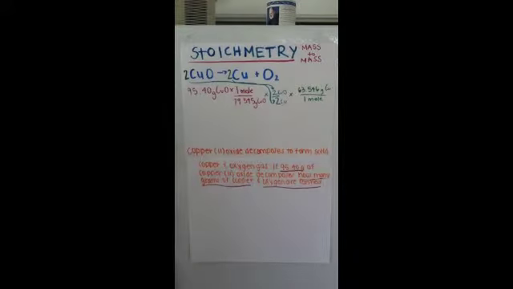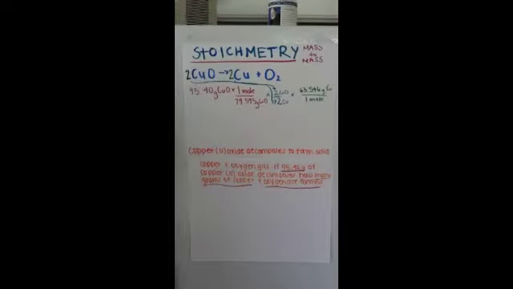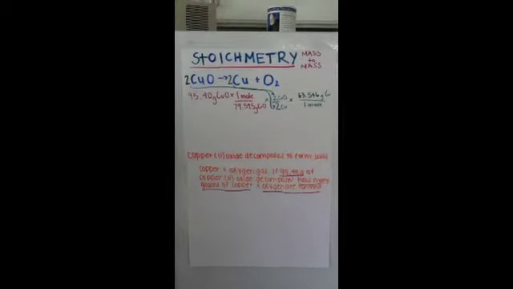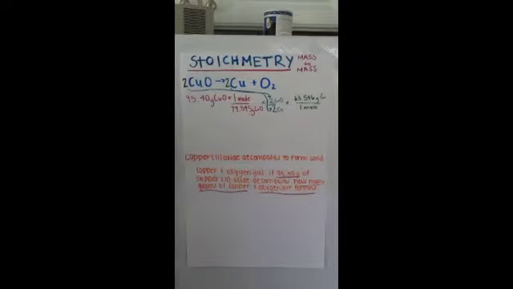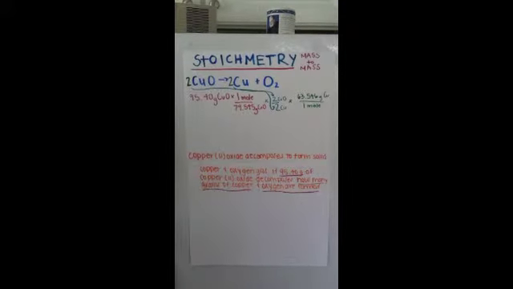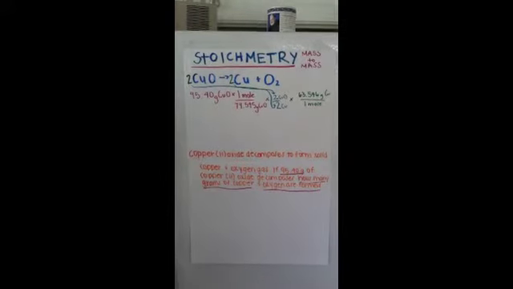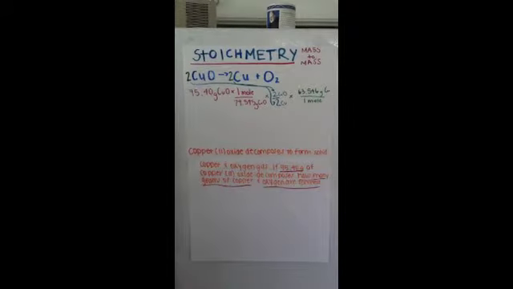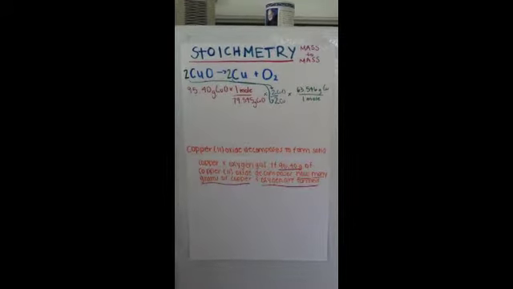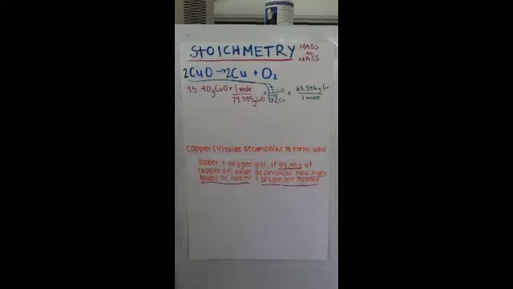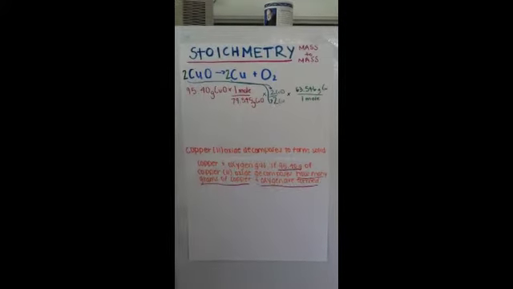Next, you have to change grams of A, which is our copper oxide, to moles of A by dividing by 79.545, which is the molar mass of copper oxide. Then you multiply that by the mole-to-mole ratio, which you get from the balanced equation. Then, change moles of B to grams of B by multiplying by the molar mass of copper.